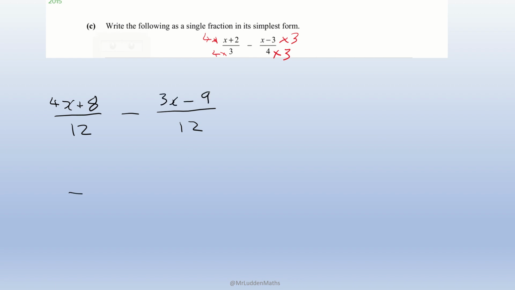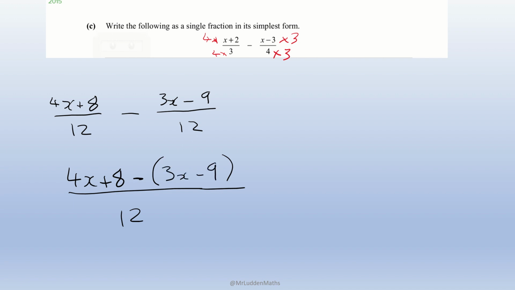I'm going to bring everything over to 12. So I've got 4x plus 8. Now your minus sign comes into play. Minus, I'm going to go in brackets. Remember that minus is being applied to 3x and the minus 9. So just be careful of that. Trips a couple of people up every single time. So for this, seeing as we're writing the fraction as a single fraction, just be careful there.